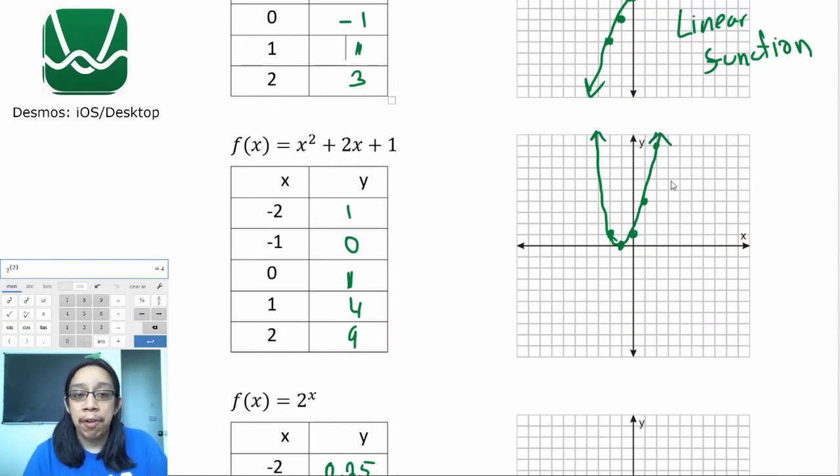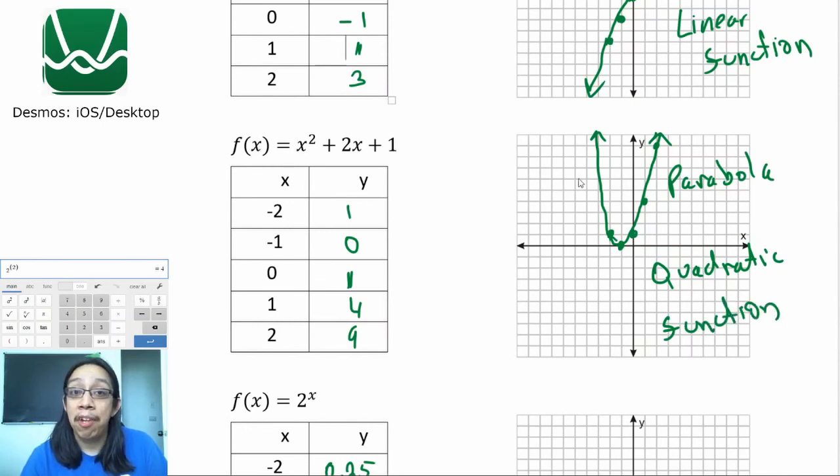Now this curve is what we call a parabola. And parabolas deal with a very special kind of function. They're called quadratic functions. So this is another function that we're going to be talking about in Algebra 1. Let's go ahead and look at our last example.